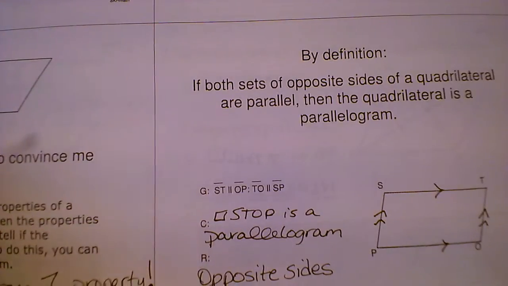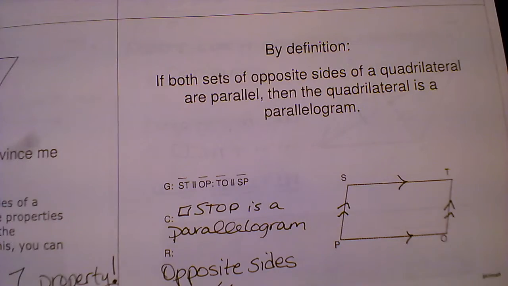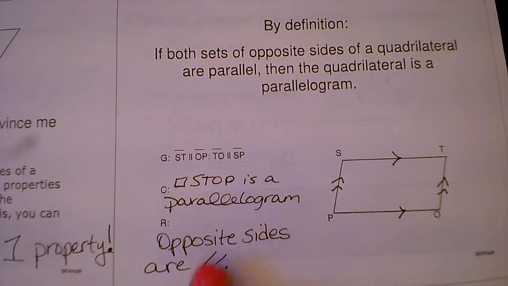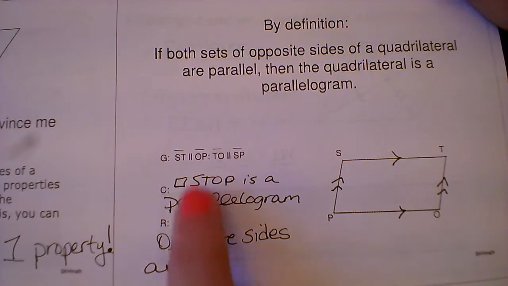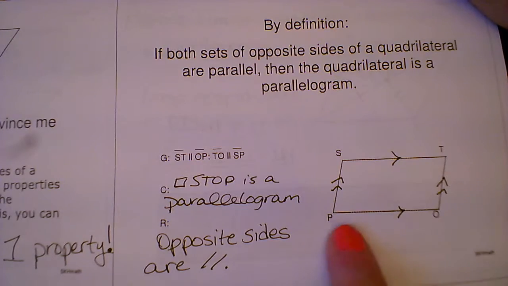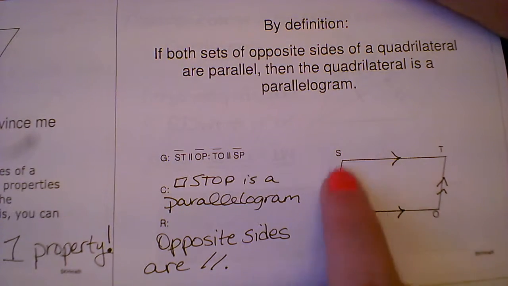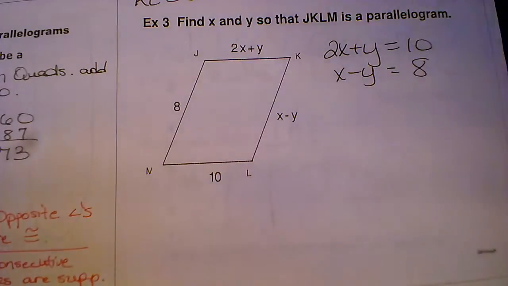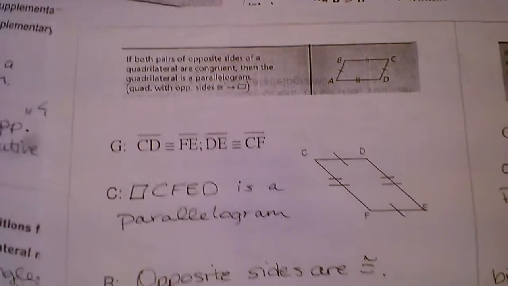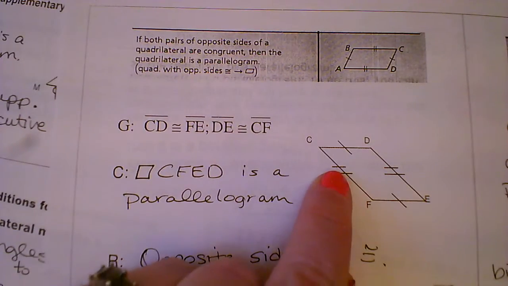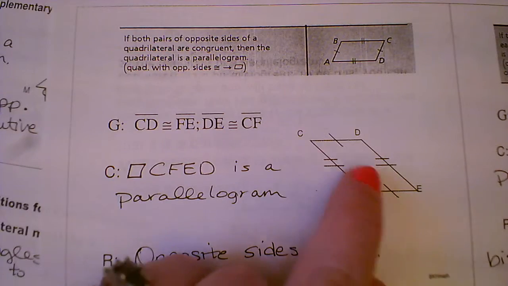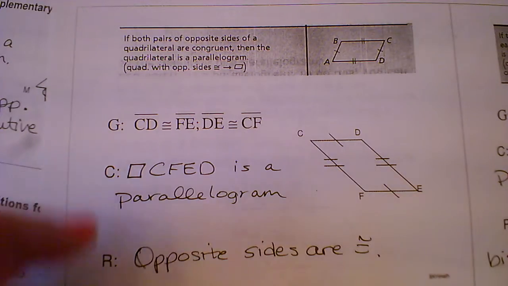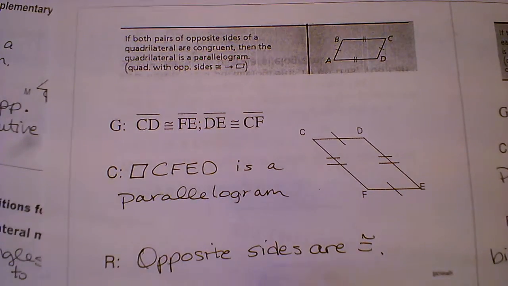Okay, so by definition, that first property was opposite sides being parallel. So if we're given that information, we can conclude that it's a parallelogram because of that property. So here we're given that our opposite sides, ST and OP, are parallel, TO and SP are parallel, so we know it's a parallelogram. In the next one, we're given that opposite sides are congruent, that CD and FE are congruent, that's why they have those dashes, and that CF and DE are congruent, that's why they have 2 dashes, and so we know it's a parallelogram because of that property.